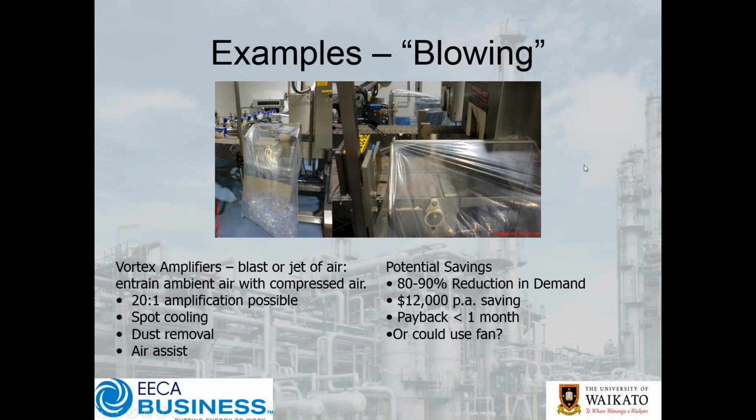Okay, here's another really good example. Vortex amplifiers are a great solution rather than just using compressed air, so you can get a sort of 20-to-1 amplification. Now in this particular instance, they were using compressed air to blow across this conveyor and blow excess bits of plastic wrapping off equipment before it went into a freezer. In actual fact, the simplest solution was just to use a couple of watts of fan. It didn't need a huge amount of pressure, it just needed a bit of air to blow the plastic out of the way. You're talking an 80 to 90% reduction in demand.